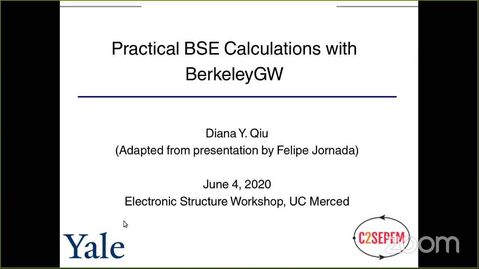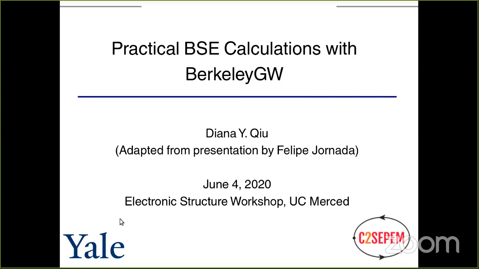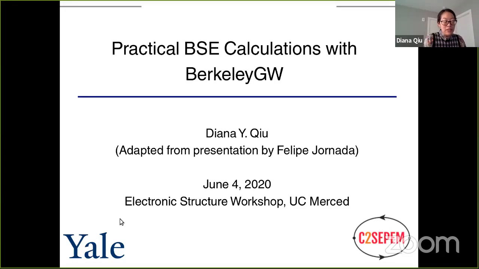Okay, so in this second example, in the first example, you did a GW calculation to get the quasi-particle band structure of silicon. And in the second example, we'll look at what happens when you include electron-hole correlations and how we can get the optical absorption spectrum also of silicon using something called the Bethe-Salpeter equation within BerkeleyGW.